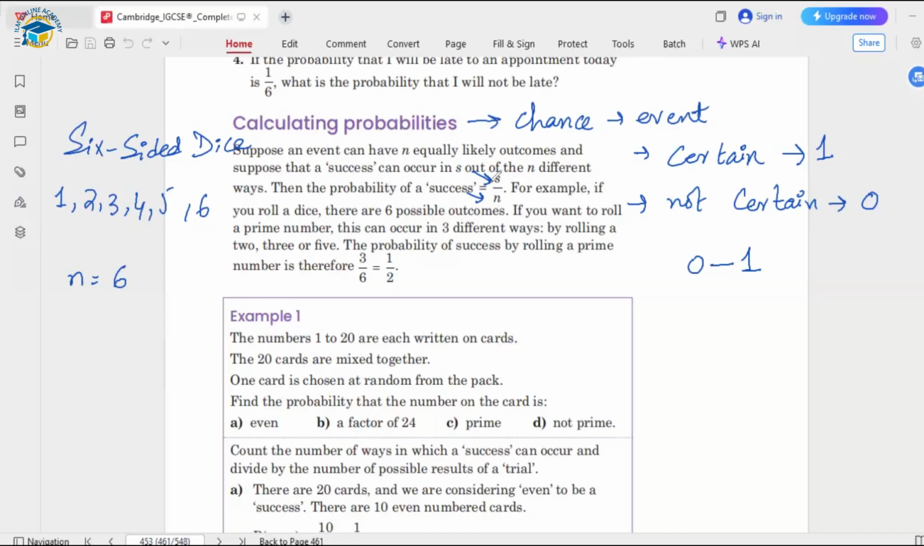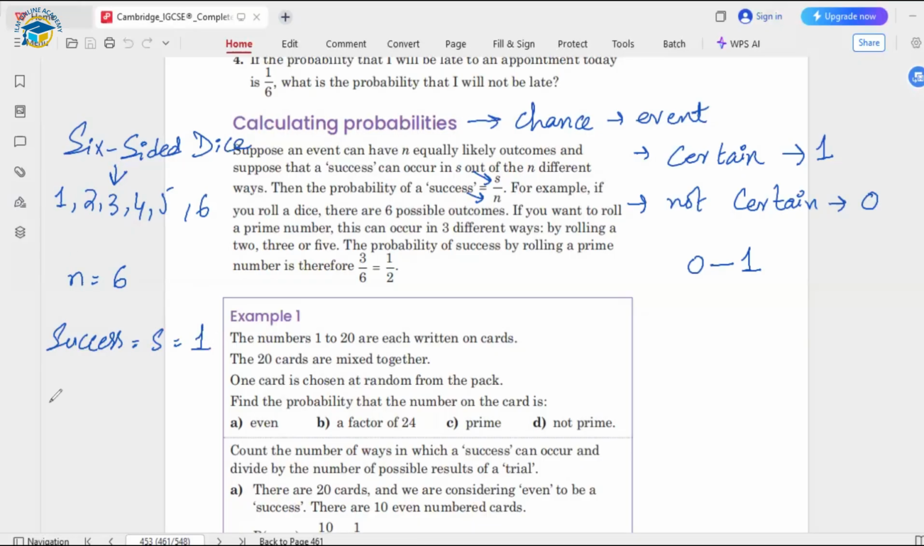And the success, S, means where you are interested. For example, if I have a six-sided dice and I'm rolling it once, how many times am I going to get 3? How many times am I going to get 5? How many times am I going to get 2? That is your success. For example, I want to find out how many times I'm going to get 3. From these 6 values, there is only one possibility that I'm going to get 3. So that is your success.